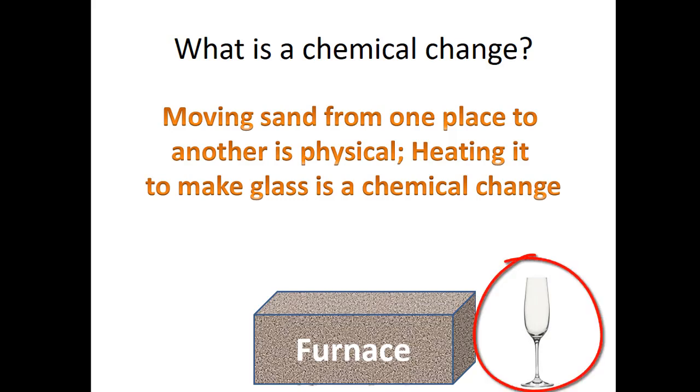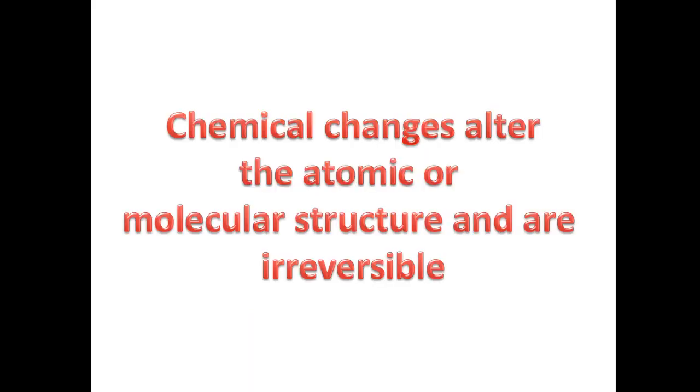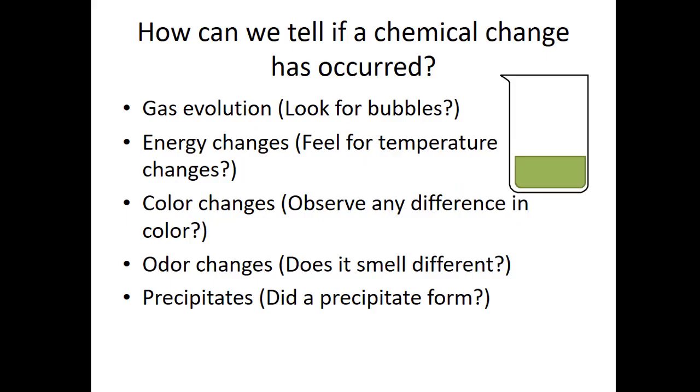And so, again, chemical change changes the chemical and molecular and atomic makeup of a thing, but a physical change does not. Physical change just changes the physical structure, right? So here's the definition, just to reiterate. You alter the atomic and molecular structure, and it's irreversible. Once a chemical change happens, you can't go back, right? So how can we tell if a chemical change is happening?